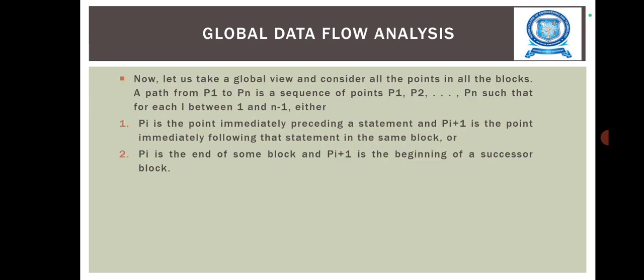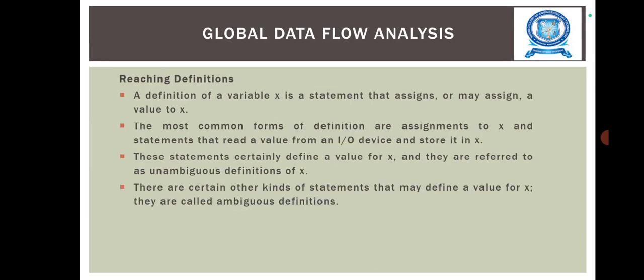Now let us take a global view and consider all the points in all the blocks. A path from P1 to Pn is a sequence of points P1, P2, ..., Pn such that for each i between 1 and n−1, either Pi is the point immediately preceding a statement and Pi+1 is the point immediately following that statement in the same block, or Pi is the end of some block and Pi+1 is the beginning of a successor block.